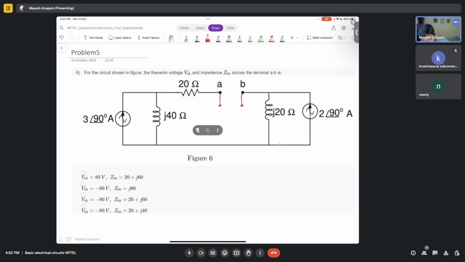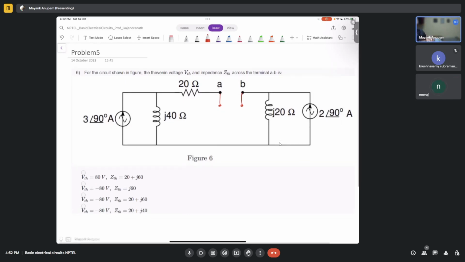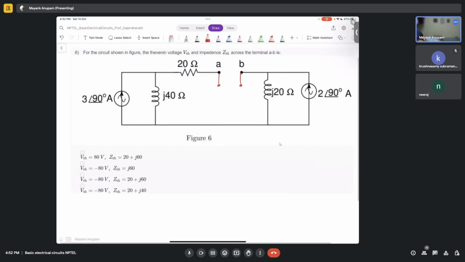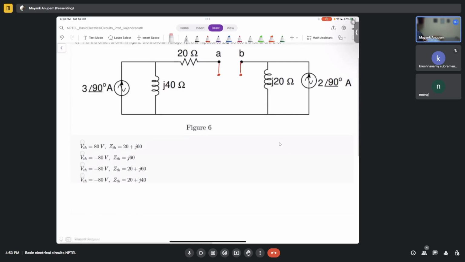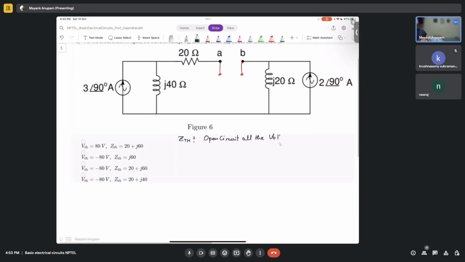You first, for ZTH, what do you do? Open circuit all the current sources, short circuit all the voltage sources, right? So first find out what is ZTH. For ZTH, we just write it here. ZTH, open circuit all the independent current sources, okay?